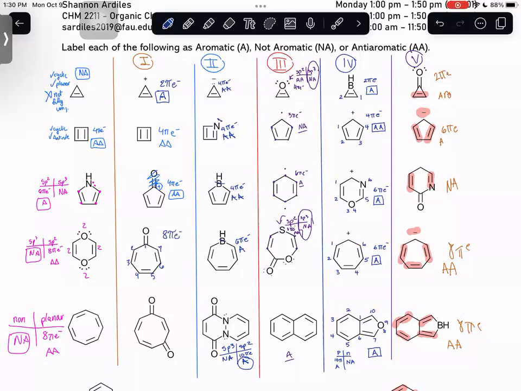You're doing good. The carbonyl group that's sticking out, remember, it doesn't contribute anything to the ring. So it's gonna be like a little carbocation. It's gonna be sp2, but it's not gonna give you any pi electrons.